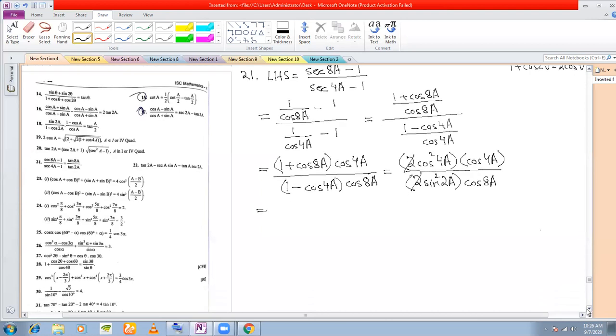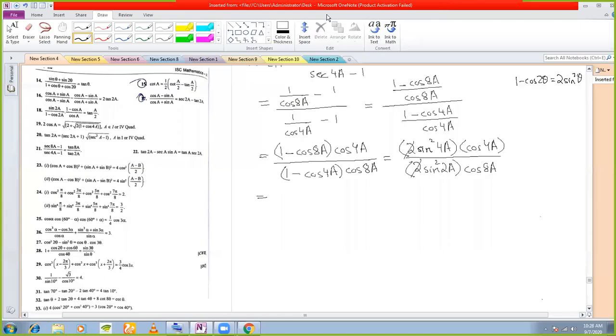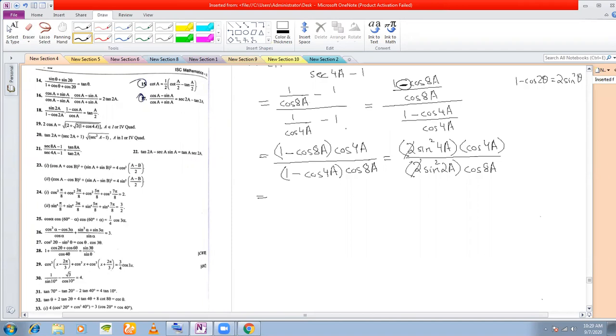So now what you do here is, okay, the mistake here was that we had taken 1 plus cos 8a. It should be 1 minus cos 8a by cos 8a, and 1 minus cos 4a by cos 4a. So the sign was the mistake here. Anyway, this becomes 1 minus cos 8a into cos 4a by 1 minus cos 4a into cos 8a. Now 1 minus cos 8a is 2 sine square 4a into cos 4a, and 1 minus cos 4a is 2 sine square 2a into cos 8a.